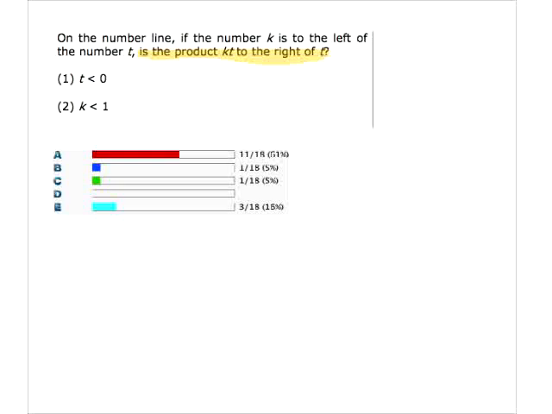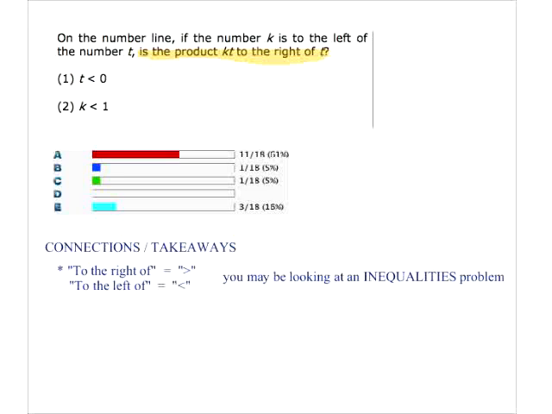Let's make some connections and takeaways here. If you see to the right of, that's the same as just saying it's greater than. And if you see to the left of, it's really the same as saying that it's less than. These are exact correspondences. So as such, you may be looking at an inequalities problem in disguise.